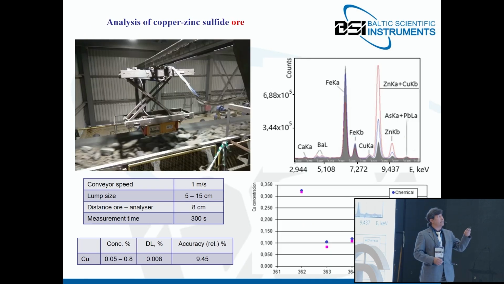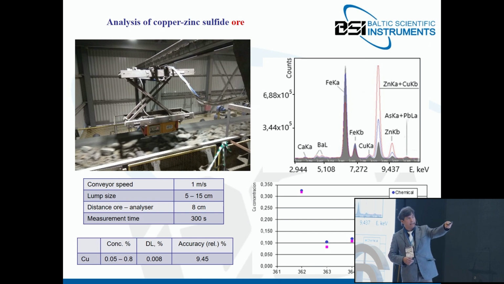Another example is the analysis of copper zinc sulfide ore. You can see the picture of the analyzer, and the suspension system is simple. Here are the parameters of the measurement. And again, the measurement time is different. It's 300 seconds. So every 300 seconds, we obtain a spectrum like this.